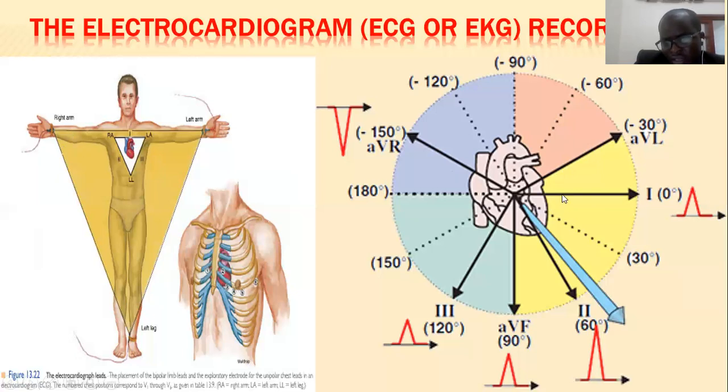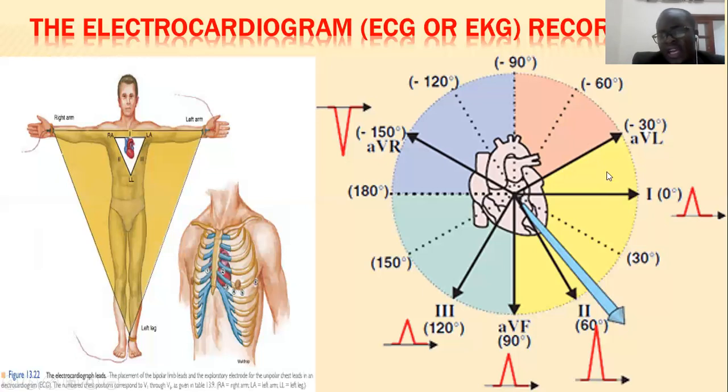So if your lead one is straight here, giving you this 180 degrees, then it means your AVR is 180 minus 30. So when you go 30 degrees upwards here, you have 150 degrees, which is negative because it's the other side. So AVR is at 150 degrees, looking at the heart from this angle.